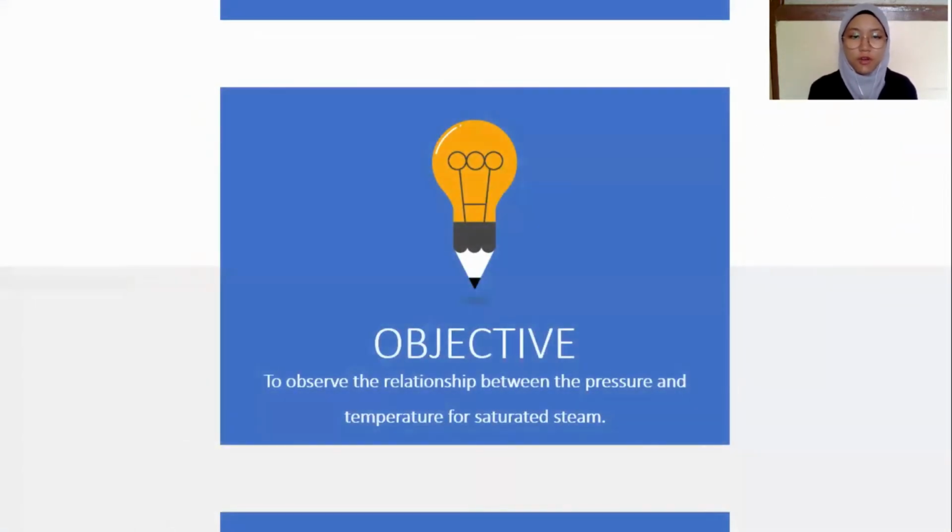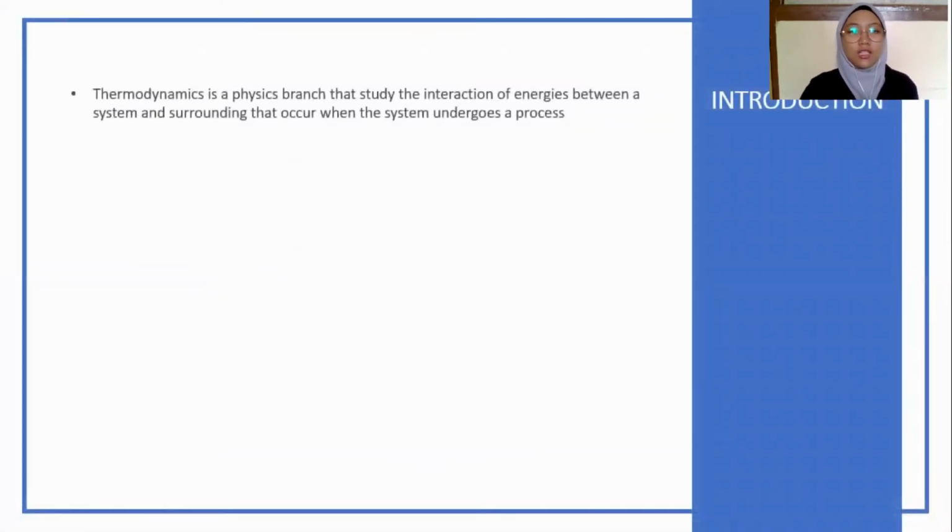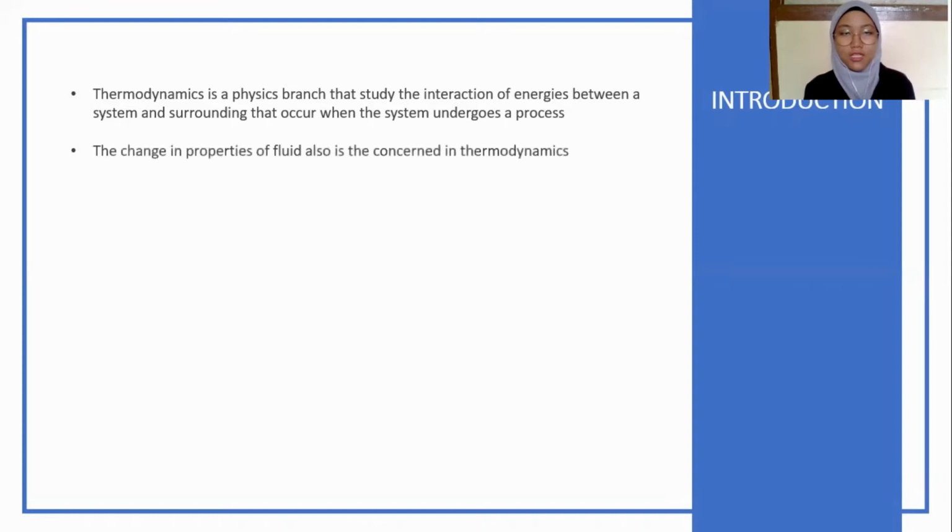The objective of this experiment is to observe the relationship between the pressure and temperature for saturated steam. Next, the introduction. Thermodynamics is a physics branch that studies the interaction of energy between a system and its surroundings that occurs when the system undergoes a process. The change in properties of fluid is also a concern in thermodynamics.